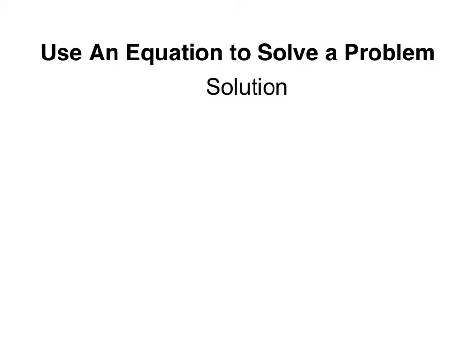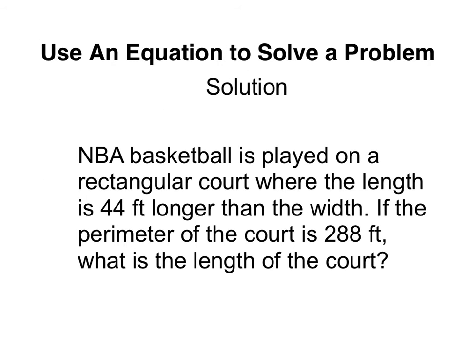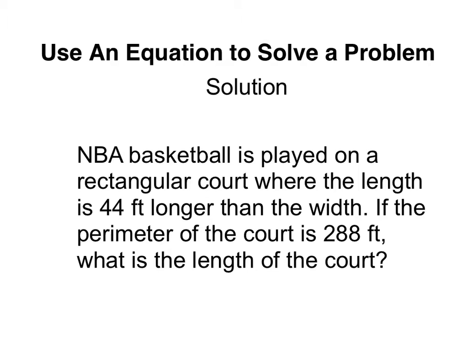Let's take a look at the solution to the word problem you were presented with in video 2. The problem was, NBA basketball is played on a rectangular court where the length is 44 feet longer than the width. If the perimeter of the court is 288 feet, what is the length of the court?